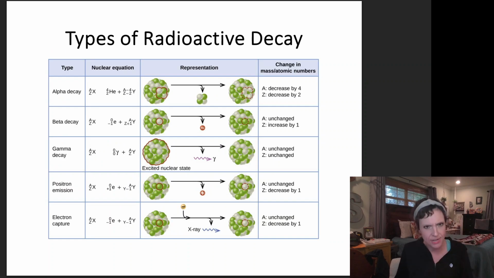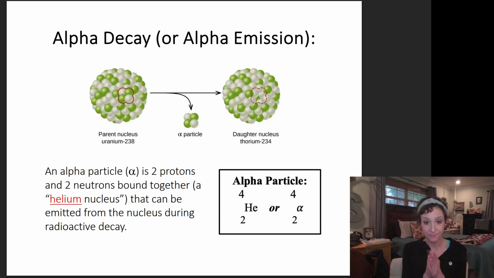Okay, now let's zone in on these types of radioactive decay. We're going to go through each one of these and talk about how that affects the atom and the dangers of all and all that good stuff. And then we'll do some practice examples. Okay, alpha decay, you guys, okay? An alpha particle is emitted from the nucleus in alpha decay. Now, an alpha particle is 2 protons and 2 neutrons bound together, okay?